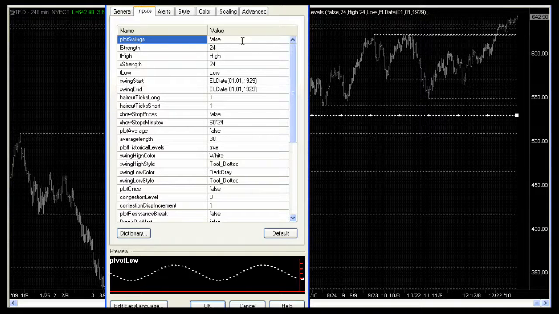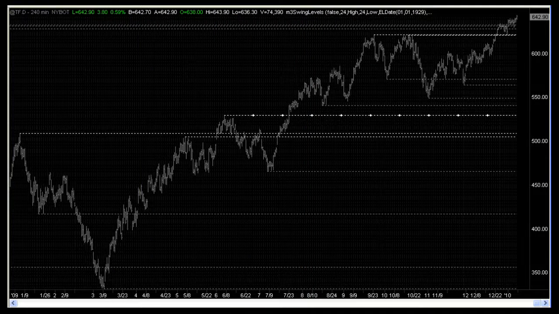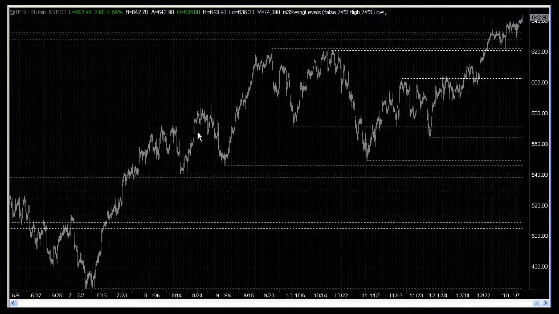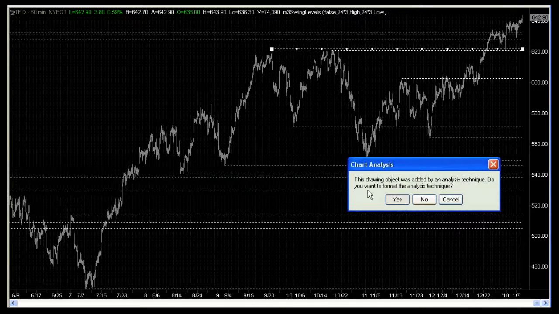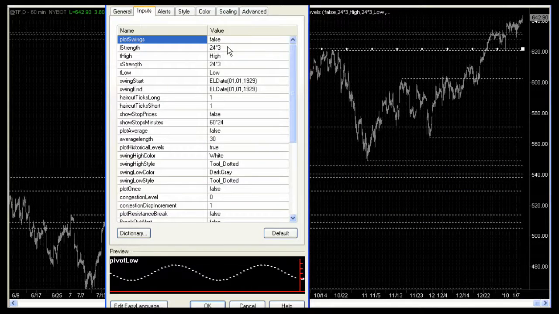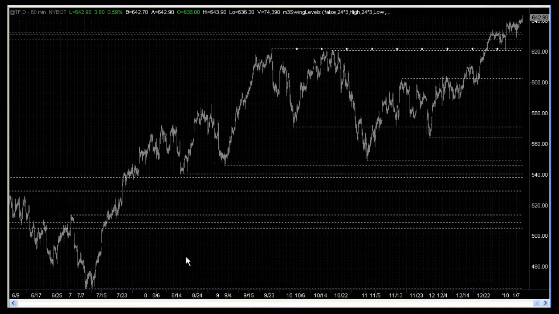But the strength that we're using to calculate these swings, these levels, is 24 and 24. We're using no date ranges, everything is normal. So now we're using a chart that's 60 minutes. In order to get the same levels on that chart, what we're going to do is basically take 24 and multiply it by 3. And what we get is the same exact levels that we have on that chart.